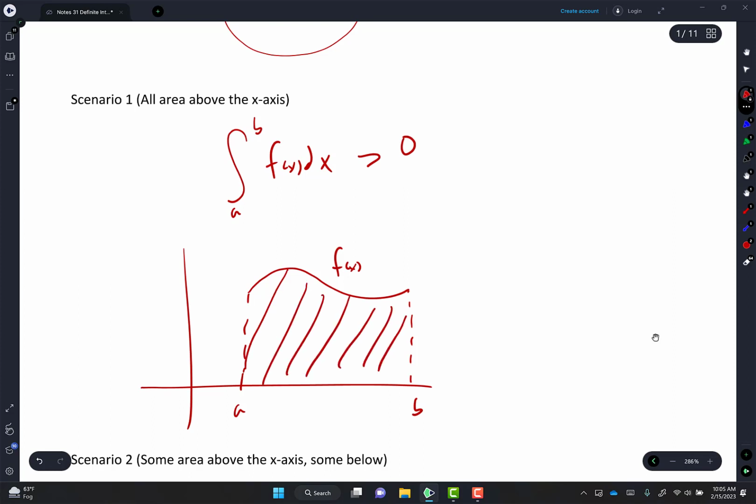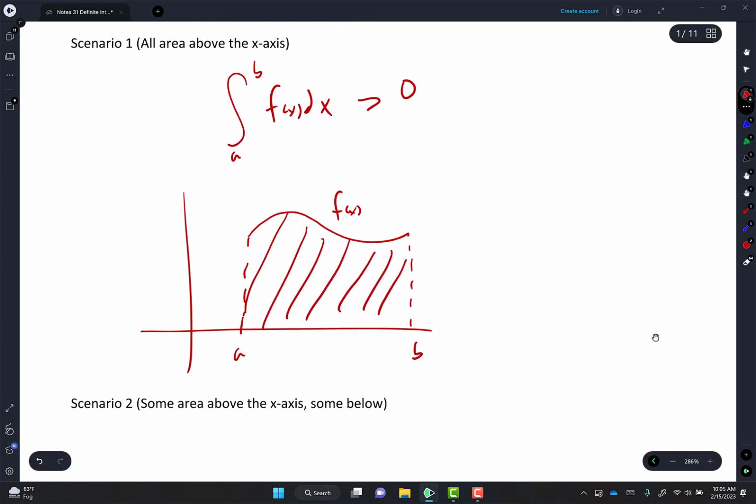So that's what that means, and since all the area is above the x-axis, it is going to be positive. Unsigned area is always positive. And that's it. Nothing crazy there. Are we okay so far?